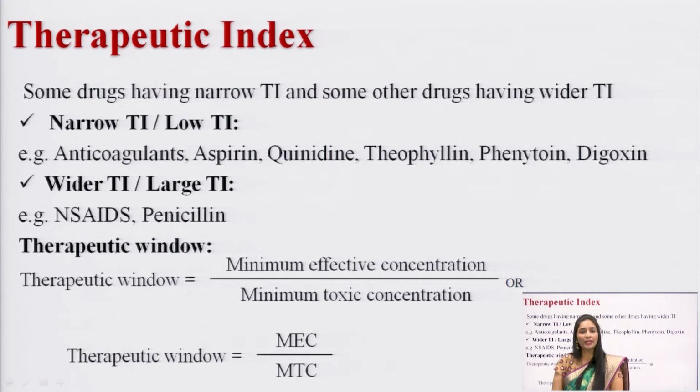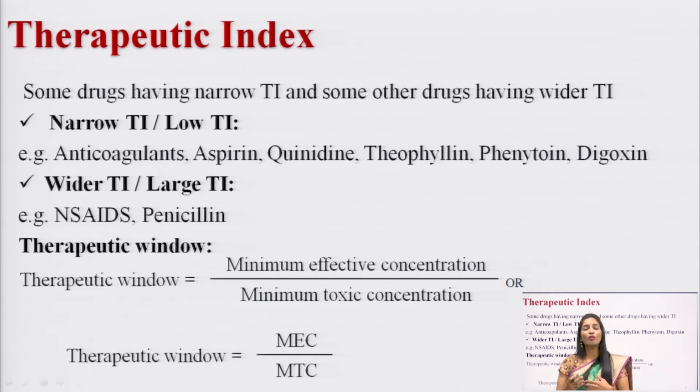Next, the therapeutic index has been classified into two types, depending upon the drugs that enter the market. The drugs we take from the market are categorized into two types: one is the narrow therapeutic index and the second is the broad therapeutic index, which you can call the wider or larger therapeutic index. What is the difference between them? The narrow therapeutic index is for drugs where a slight increase in the dose will cause a toxic effect.